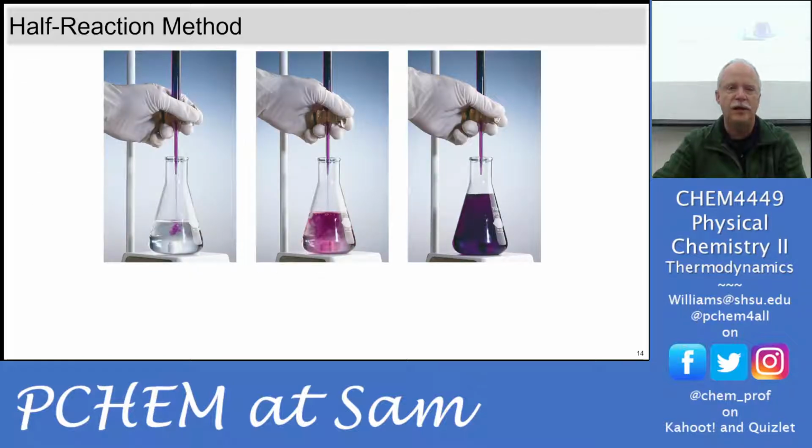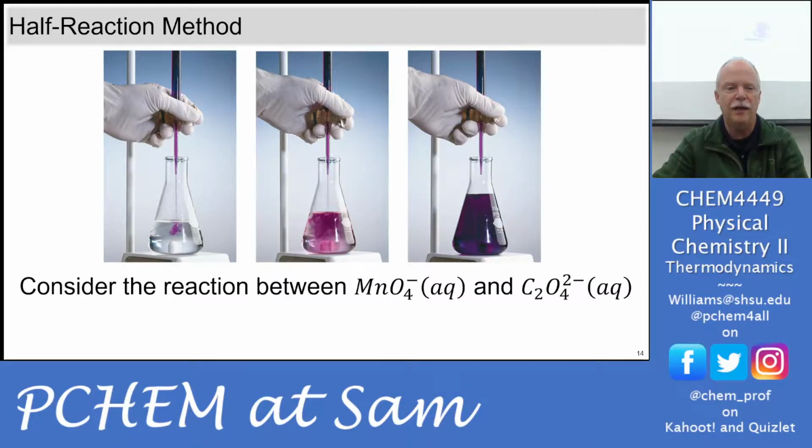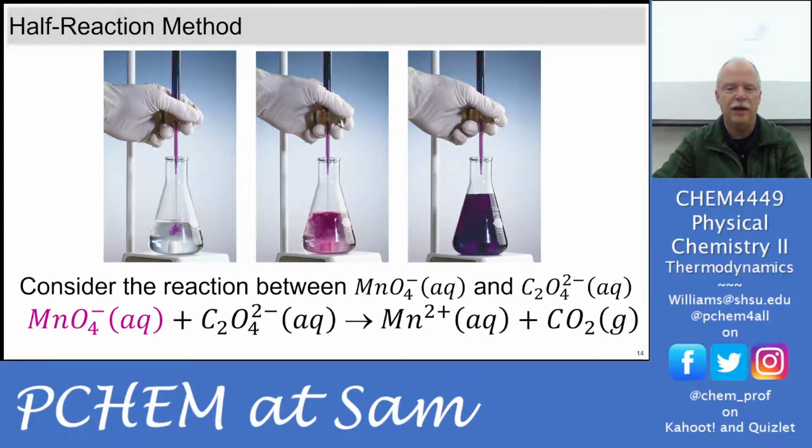So let's do one. This is the redox titration of oxalate using permanganate. And this year I added color coding so that permanganate's colored. And so this is going to be our indicator too. I love this reaction because the reactant is colored, so it's its own indicator.